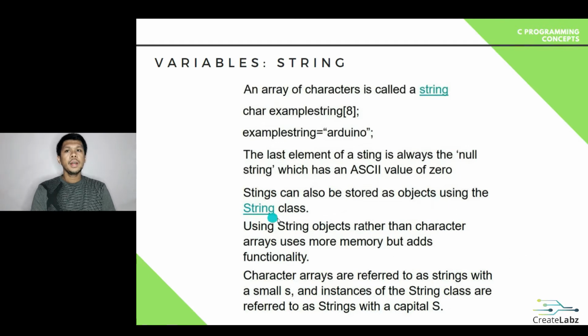Don't confuse this with the big letter S String. The big letter S String is actually a class. For the String class, you can actually store the string as an object. The capital S String uses string objects rather than character arrays and uses more memory but adds more functionality. So when do we use the capital S String? We use this if we want to manipulate text strings, like if we want to copy certain parts of the string and then change or edit it into something else, because it's difficult to do that with the character array string.